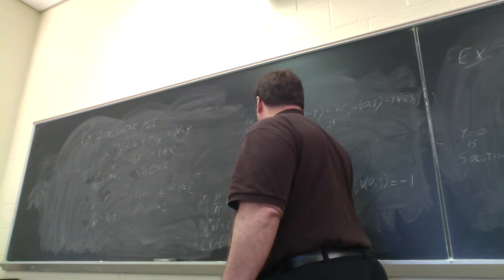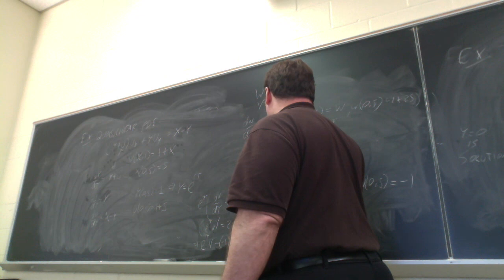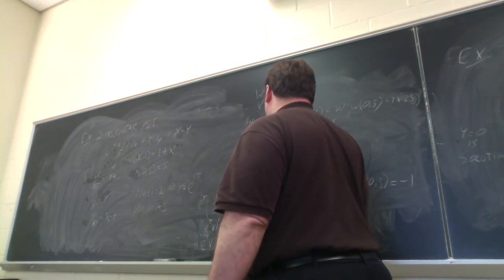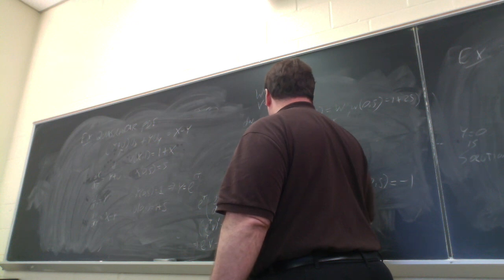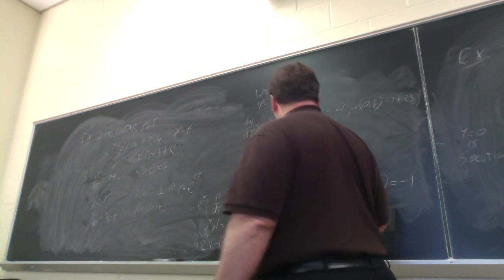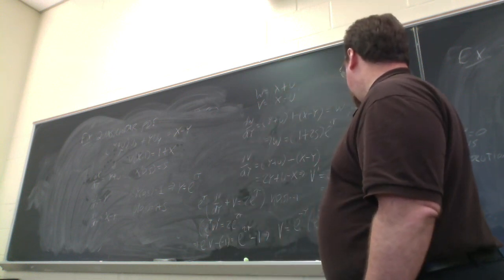So v is going to be e to the minus tau, e to the 2 tau minus 1, minus 1. Okay.